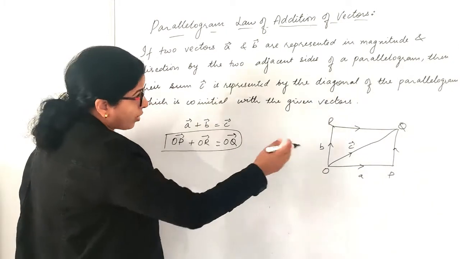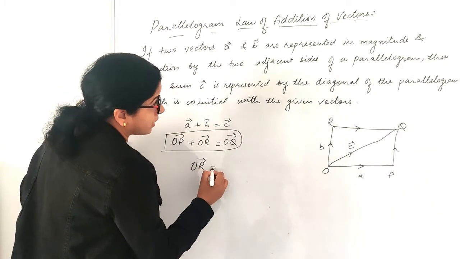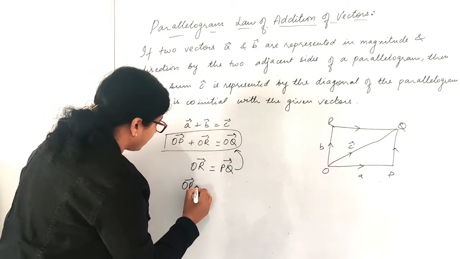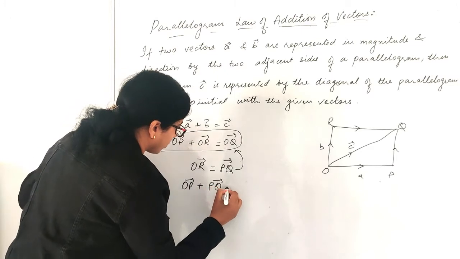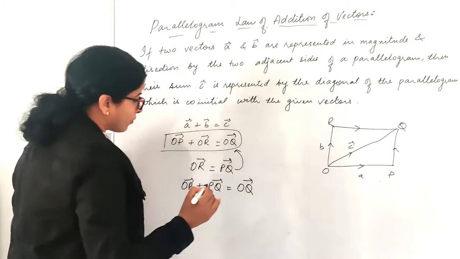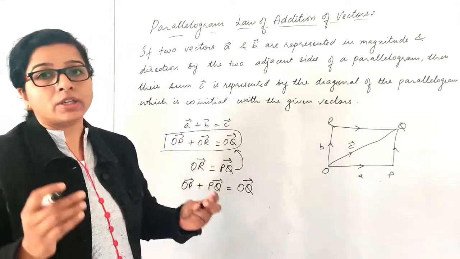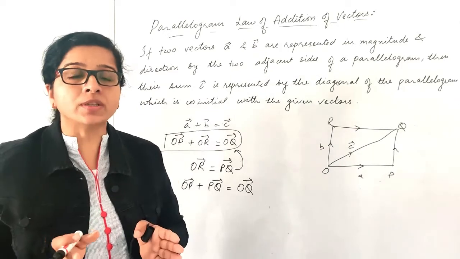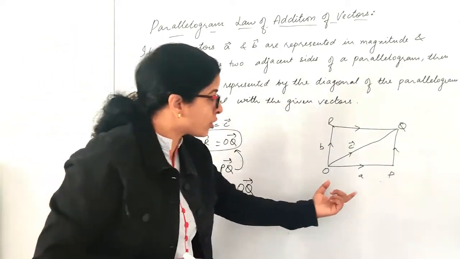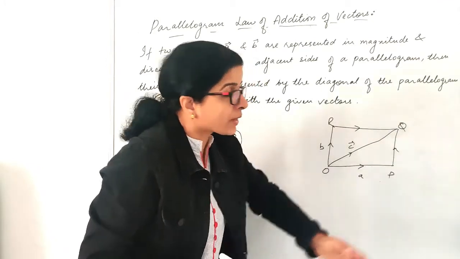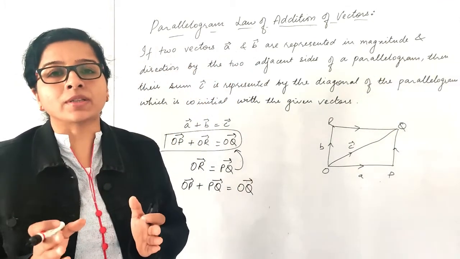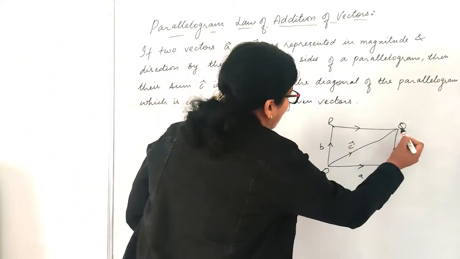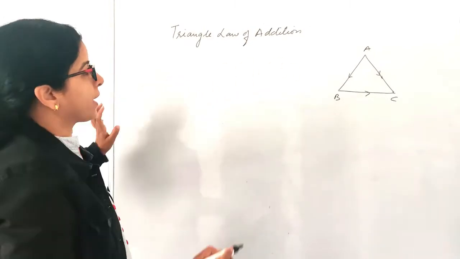Now, from the figure, OR vector equals PQ vector, right? So what are we getting over here? OP vector plus PQ vector equals OQ vector. So from this I can conclude the triangle law of vectors. What does it say? That if two sides of a triangle are represented in the same order, what do you mean by same order? OP plus PQ, then their sum is represented by the third side taken in the reverse order. So what is the reverse order? It is OQ.